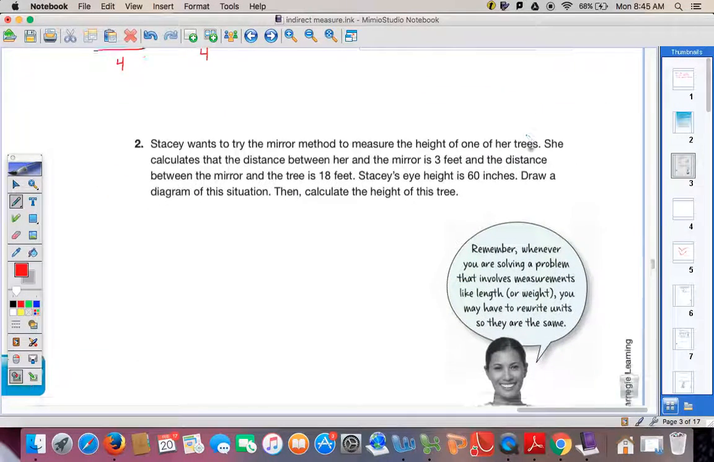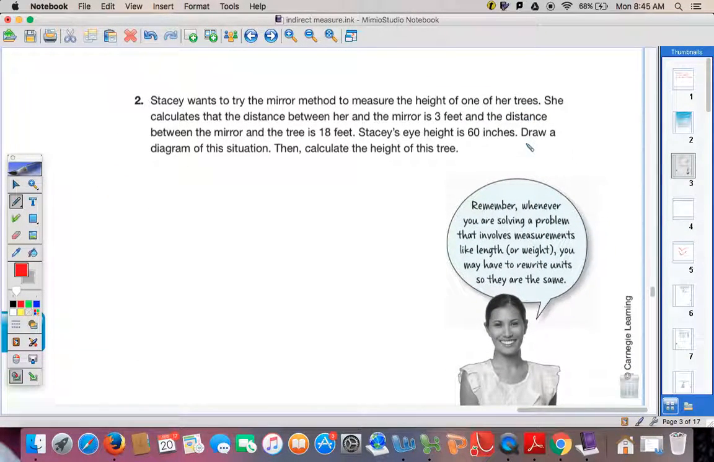Okay, so Stacy wants to try the mirror method to measure the height of one of her trees. She calculates that the distance between her and the mirror is 3 feet. So we're going to have to draw this. Okay, so we're going to draw this here. Okay, so this over here is our tree. The trunk's got to go farther. Okay, and then this over here is our person.